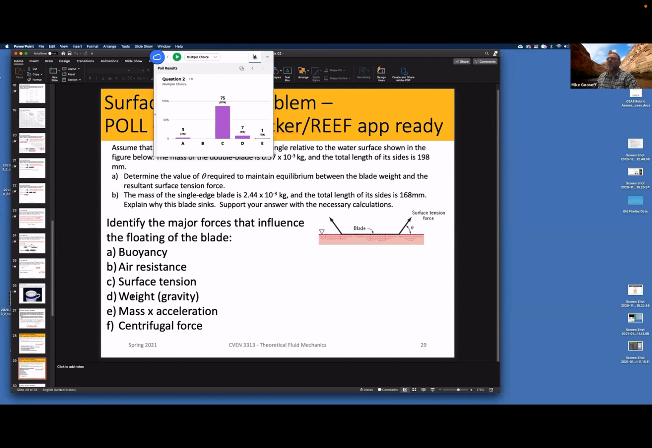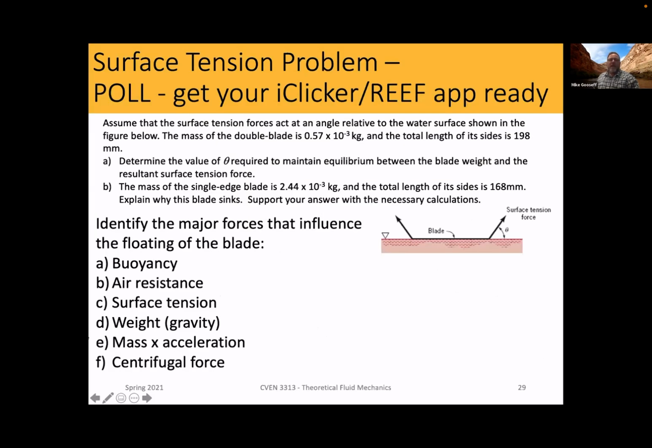Okay, so C was the highest. Indeed, surface tension. This is a question about surface tension, so good. And then D will be the other one. And sure enough, that turned out to be a high one. But we're basically going to set these two equal to each other, which is key, so that we can switch out of that polling mode and go back here.